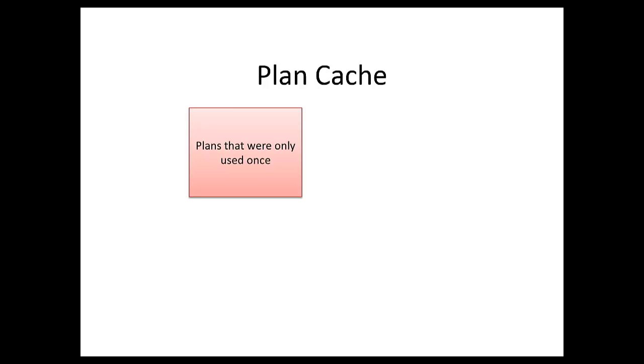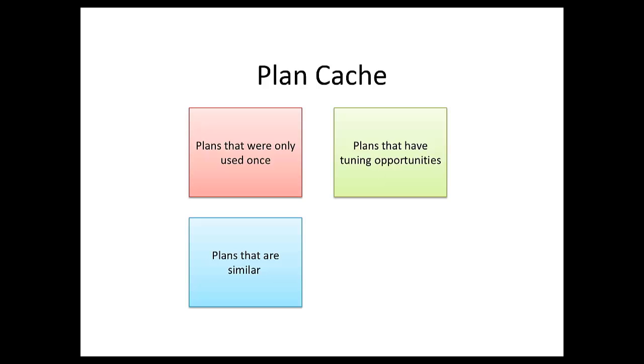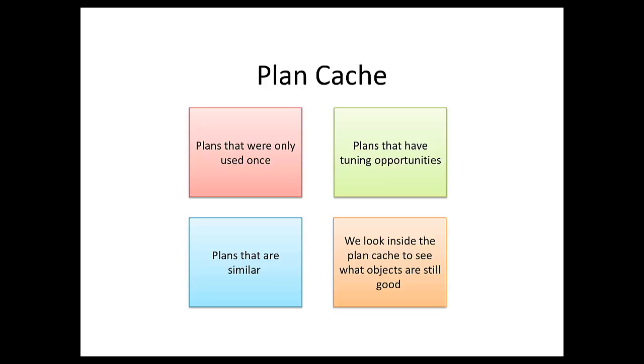So we can tell plans that were used only once, and this is bad because, well, they were used only once. It also gives us plans that have tuning opportunities. We won't discuss that in this video, but we'll talk about it in later videos: how to identify the abundance of these single-use plans and how to tune them. It can also tell us plans that are similar, and we look inside to see which objects are still good. All right, that gives us a bullet point of what we can see inside the plan cache.